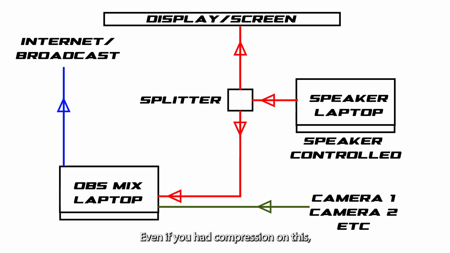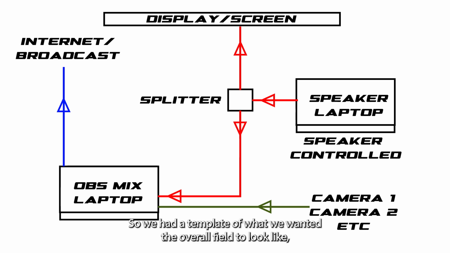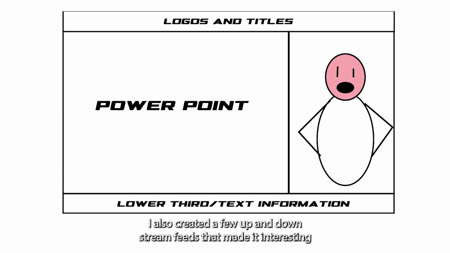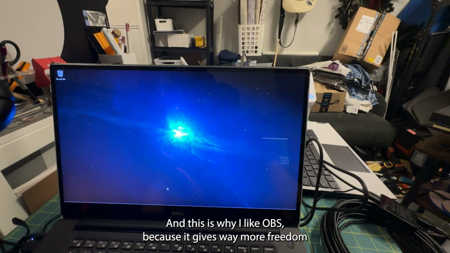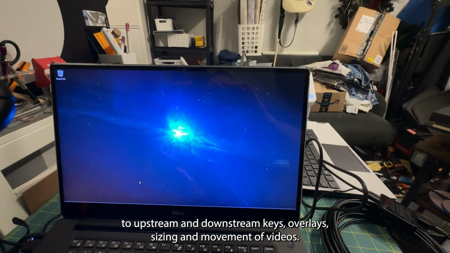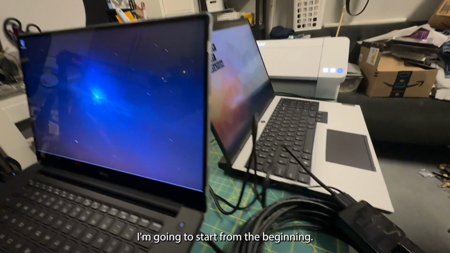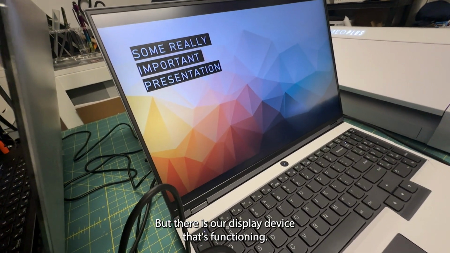Even if you had compression on this, you could upload the raw feed and you'd get a solid recording. So we had a template of what we wanted the overall feel to look like, the cameras and the angles, and to be cheeky, I also created a few up and down stream feeds that made it interesting and gave me the latitude to look good while live. And this is why I like OBS, because it gives way more freedom to upstream and downstream keys, overlays, sizing, and movement of videos. I'm going to start from the beginning, but there is our display device that's functioning.